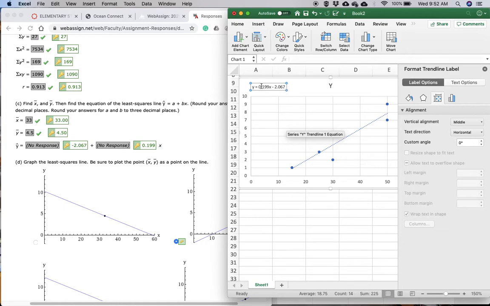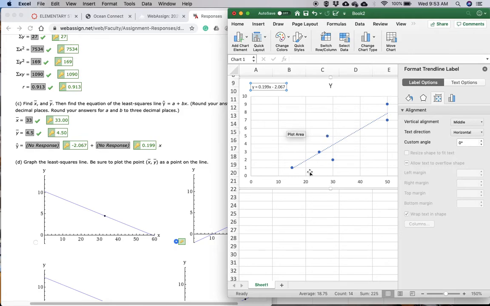Now, our equation is in the form y equals mx plus b. Or, as it pertains to this problem, your a value is negative 2.067 and your b value is 0.199. That's what we have right here. So Excel automatically puts it in mx plus b form. You just have to switch it around to make it fit the form that WebAssign wants.